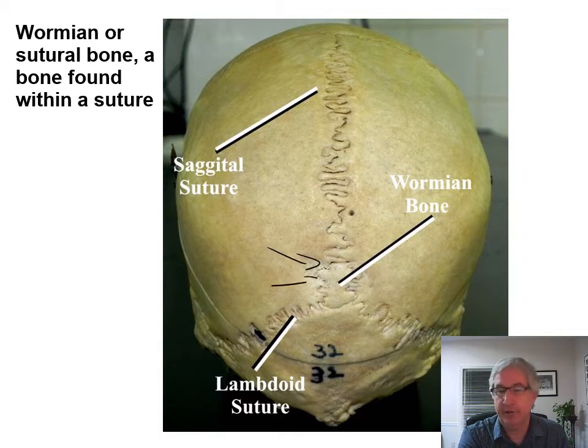Sorry, that's not a great arrow. Okay, there's a better arrow. It's almost like a sesamoid bone, but it's forming in this suture, so it's called a wormian bone or a sutural bone. That's a good example of one right there. It's forming in the lambdoid suture, at the junction of the lambdoid suture and the sagittal suture. Anyway, next slide.